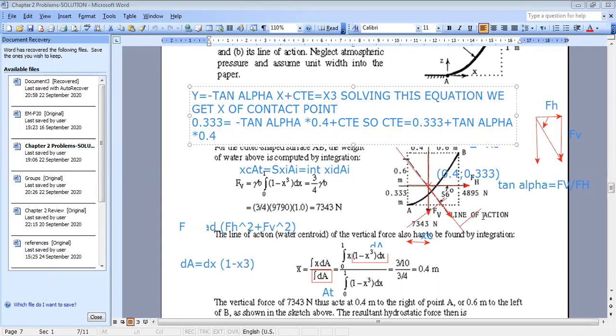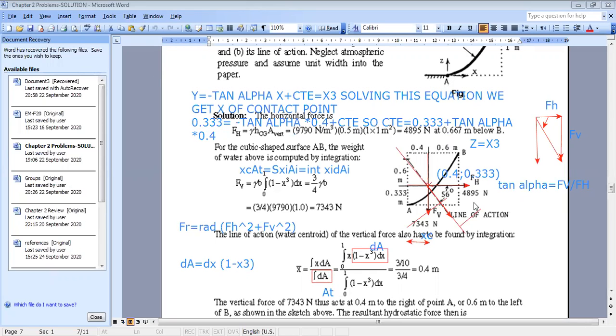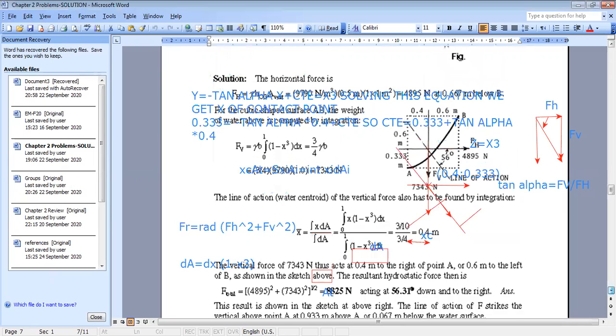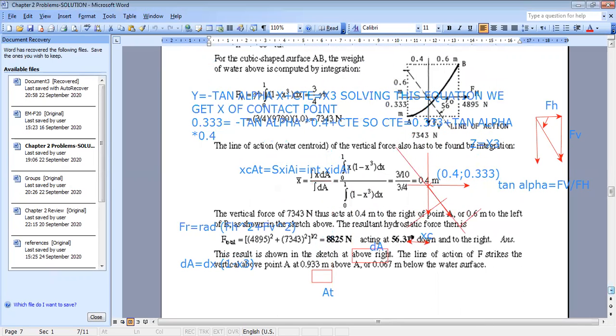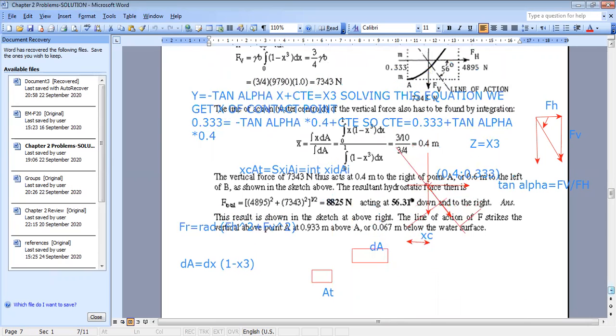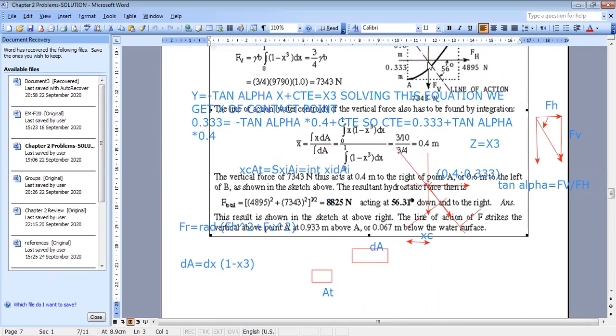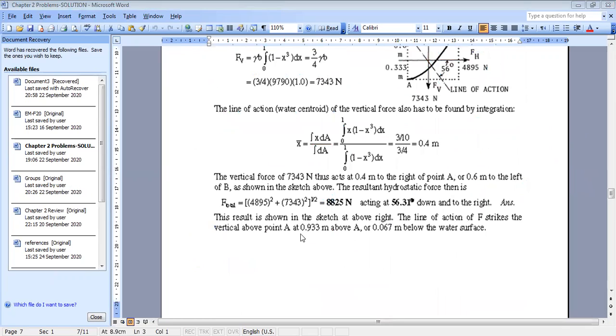Now they didn't solve it here in detail, but they just told you that if you find the point of intersection, you will find that it is at this distance. So they did the solution, but they didn't put it. And this is why I detailed for you how to do it. So they told you that if you do the calculation, you will obtain that the point of application is at 0.933 meters above A. Any question?